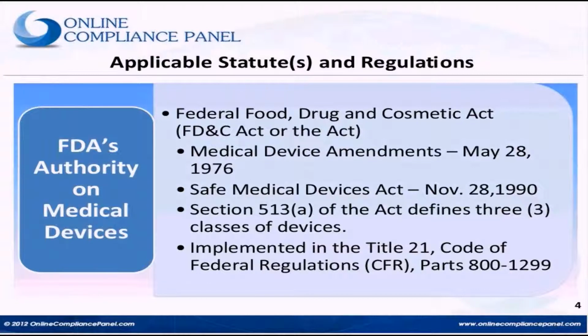For example, Section 513A of the FD&C Act defines three medical device classes in the U.S. And these federal statutes have corresponding sections in the United States Code that correspond to the sections of the FD&C Act. And for federal regulations, Title 21 Code of Federal Regulations, CFR, Parts 800 through 1299, are in fact related to medical devices.